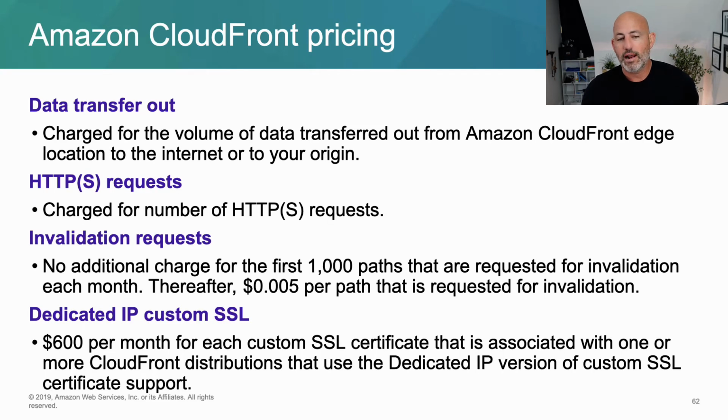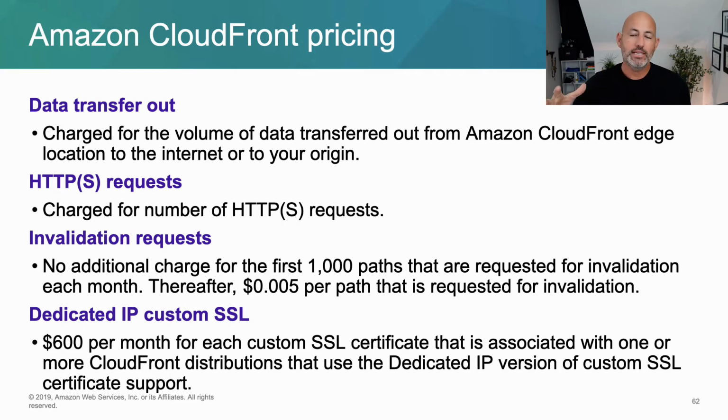So how does it work? You get data transfer out. You're charged for the volume of data transferred out from CloudFront Edge, HTTP requests, so basically how many times people are requesting it, and then invalidation as well. You're not charged for the first 1,000 paths that are requested for invalidation, afterward it's $0.005 per path that's requested for invalidation.